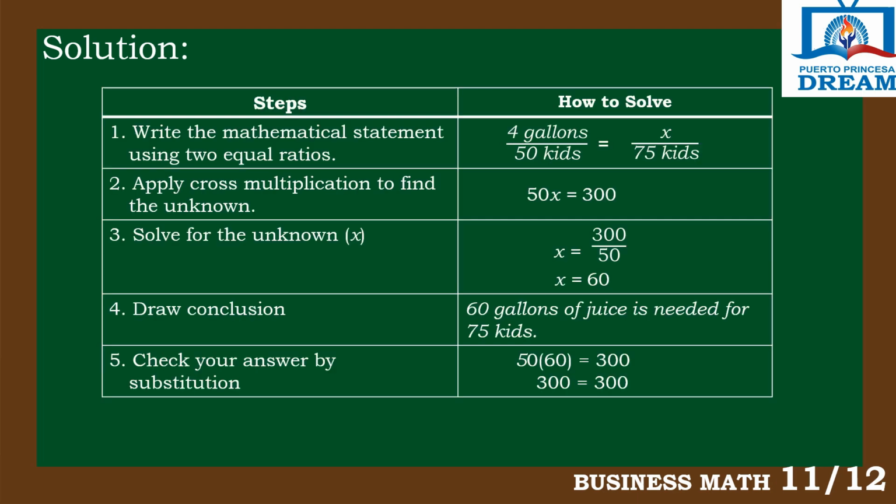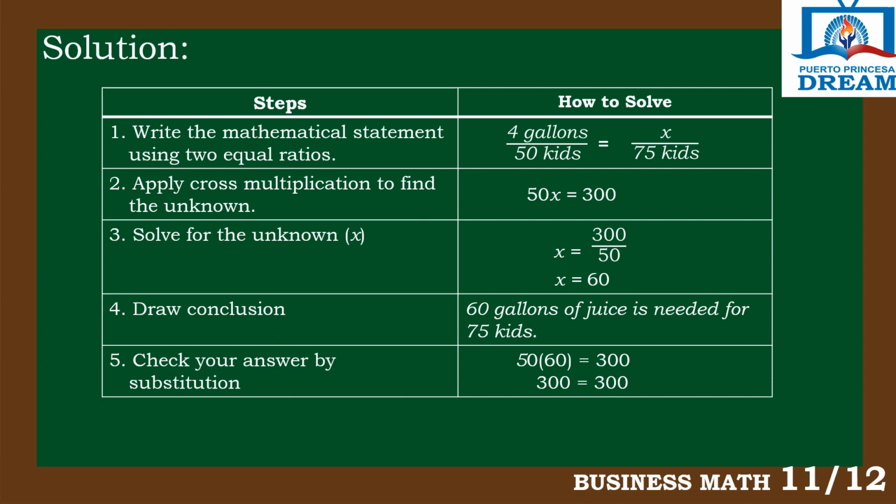Step 1, we have to write the mathematical statement using two equal ratios. So that will be 4 gallons over 50 kids is equal to X over 75 kids. Step 2, apply cross multiplication to find the unknown. So that will be 50x is equal to 300. Step 3, solve for the unknown represented by X. So X is equal to 300 over 50 and the result will be X is equal to 60. Step 4, draw conclusion. 60 gallons of juice is needed for 75 kids.